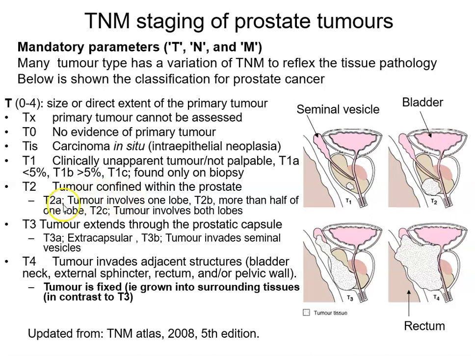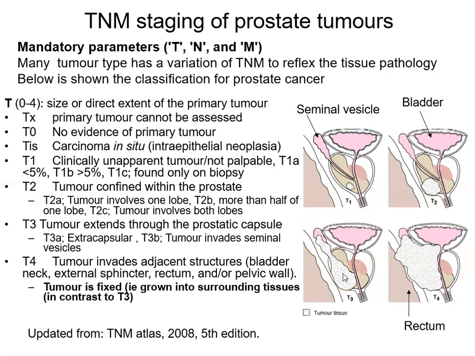So T2A involves just one lobe, T2B more than half of one lobe, and T2C involves both lobes, but it's still within the prostatic capsule. So T1, you can't feel it, it's clinically inapparent. T2, you would be able to feel that by a digital rectal examination, and you'll be able to easily see it on imaging as well. Whereas in T3, this is a tumour that extends through the prostatic capsule, and T3A has gone extracapsular, like this one has. T3B has invaded the seminal vesicles.